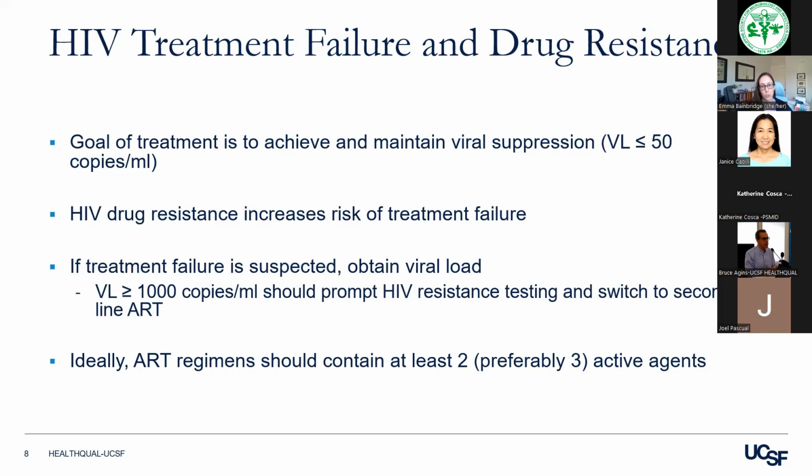And in that situation where you're concerned about treatment failure, what you want to do is obtain a viral load. Per the Philippines guidelines, if your viral load is greater than 1,000 copies, that's when you should be worried about HIV resistance. And if it's available to you, this should prompt getting HIV resistance testing and switching to a second line ART regimen. Ideally, ART regimens contain at least 2, preferably 3 active agents. And knowing whether or not you have 2 fully active agents often depends on getting resistance testing.